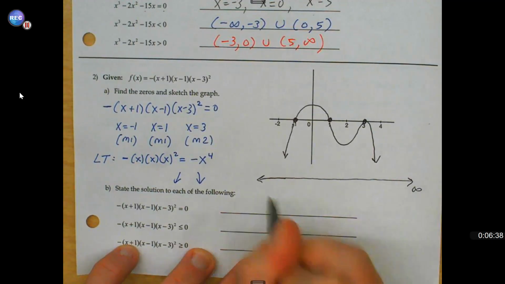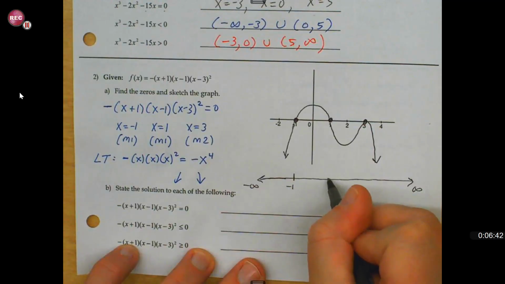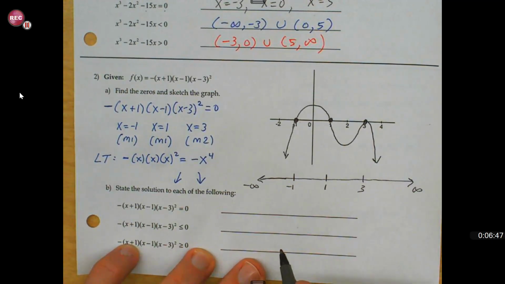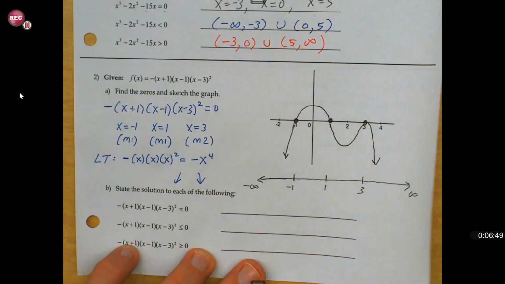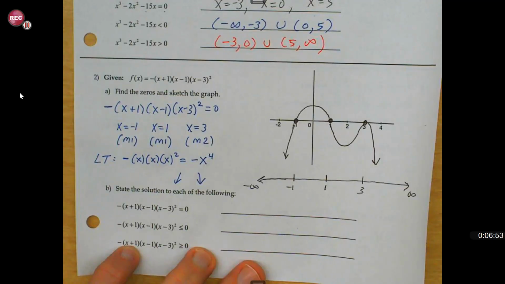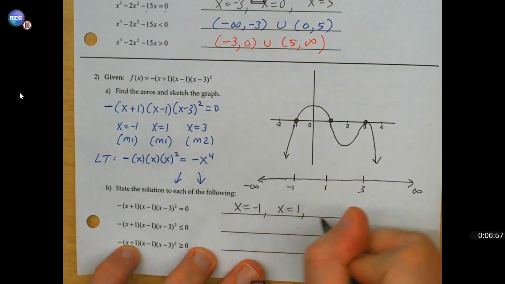Let's call that infinity, negative infinity. We're going to mark off those zeros. All right. And for the equation, we know the solutions are just the x-intercepts, so we can just write x equals -1, x equals 1, and x equals 3.